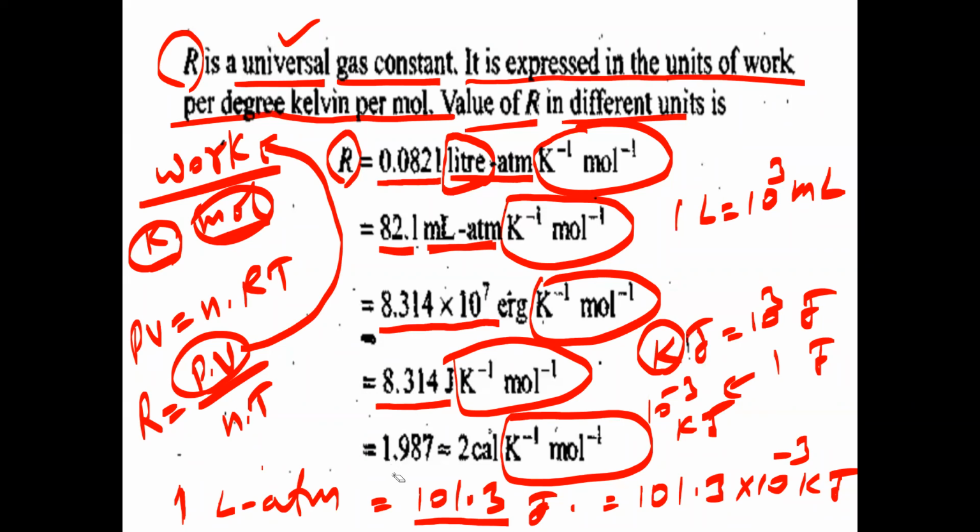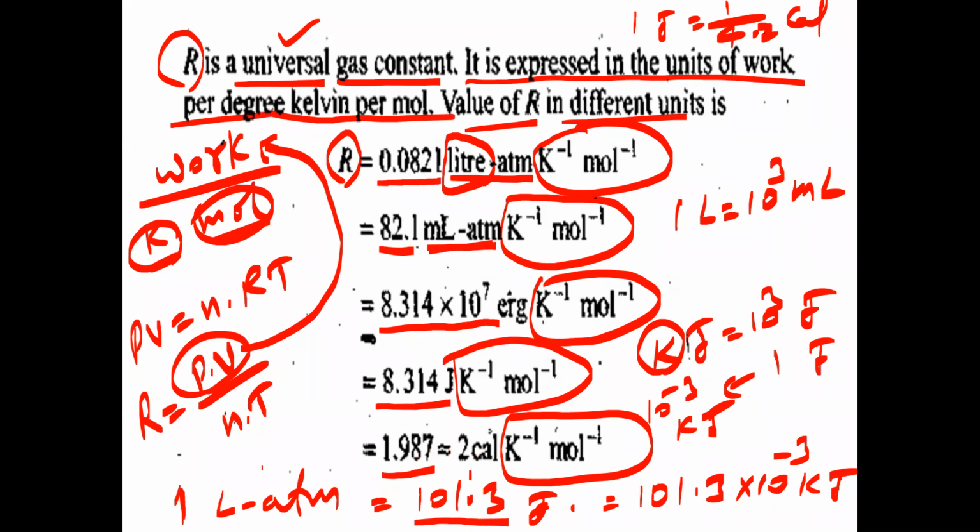Or in calories we can take. 1 joule equals how many calories? 1 by 4.2, because 1 calorie is equal to 4.2 joules, or 1 joule equals 1 by 4.2 calories. So in place of joule, we can write 1 by 4.2. 8.314 by 4.2 will give 1.987 calories.